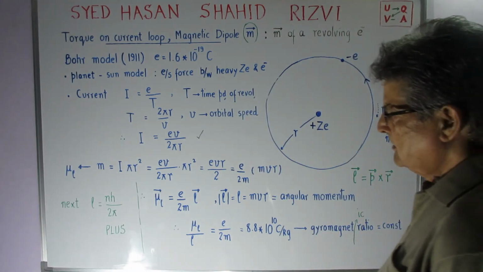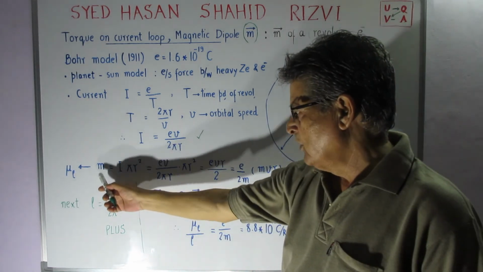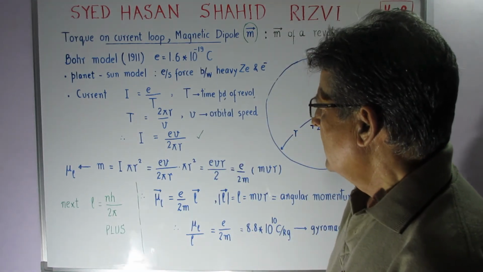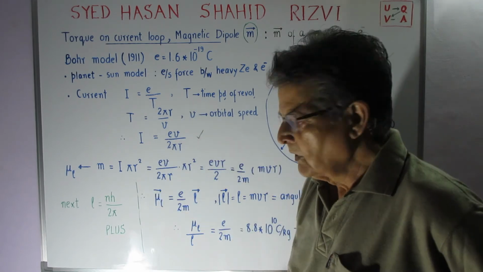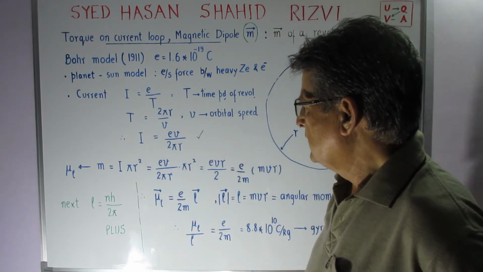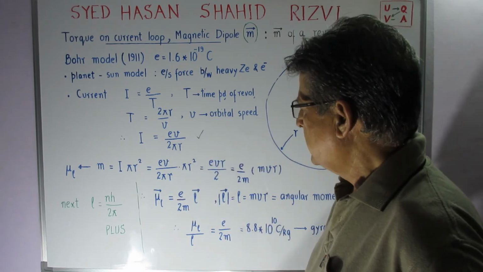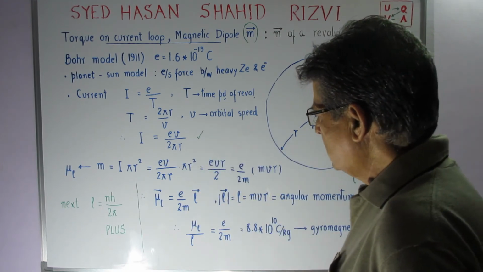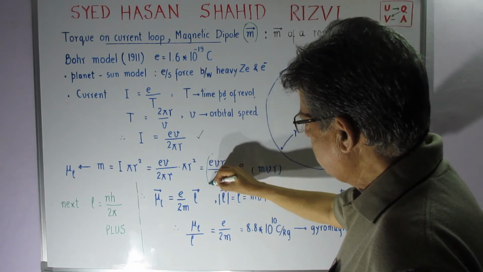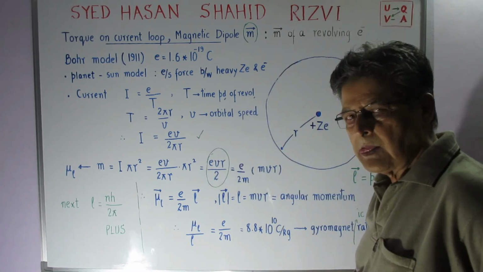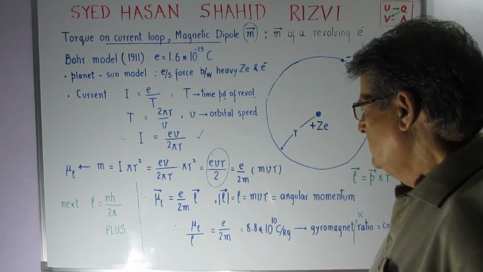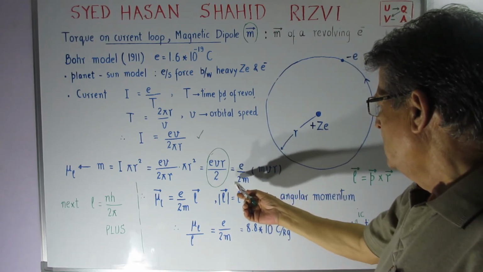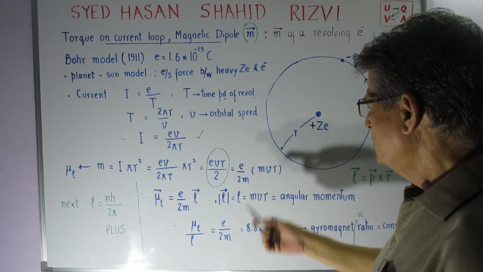Now we can define the magnetic dipole moment vector, which you write as mu L, as I into the area, pi r squared. So I can substitute the value of I, EV upon 2 pi r, into pi r squared, and pi will cancel, and r will cancel, so this becomes equal to EVR divided by 2. Now if to this expression I multiply numerator and denominator by the mass of the electron, then I get E into MVR divided by 2m.